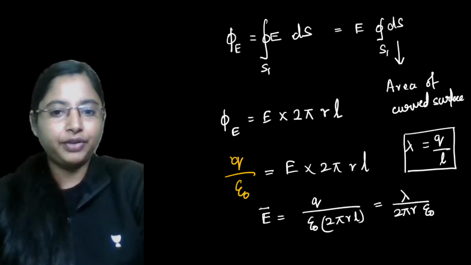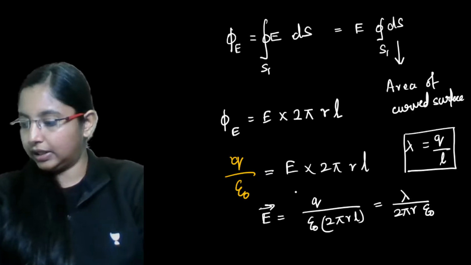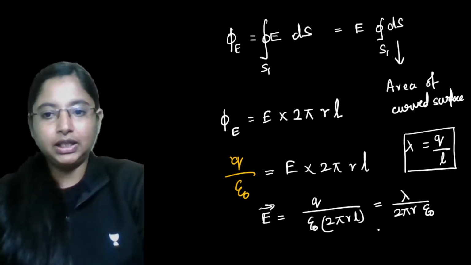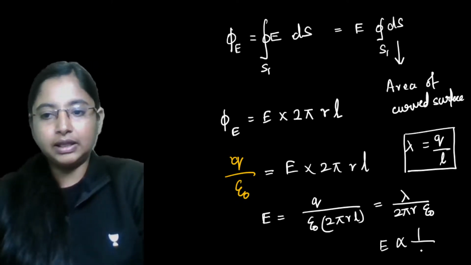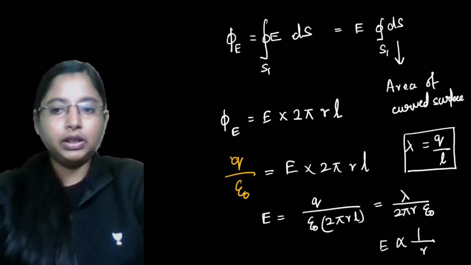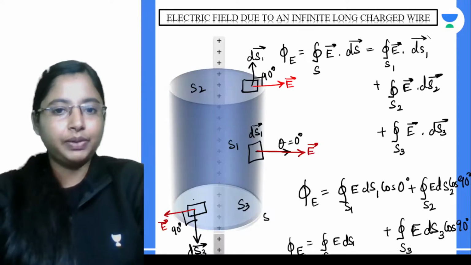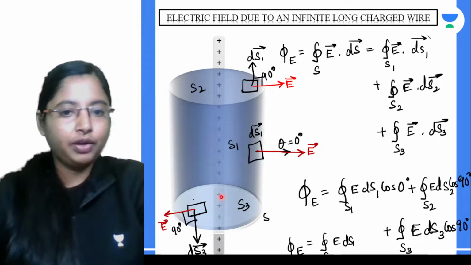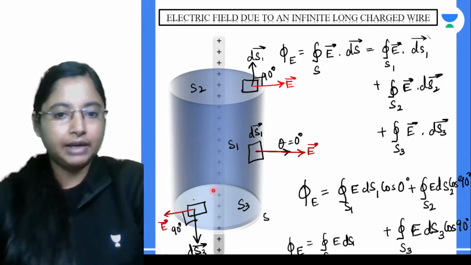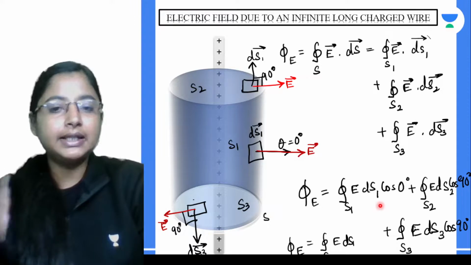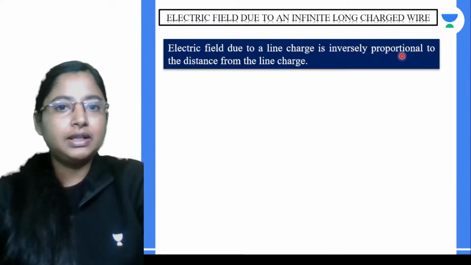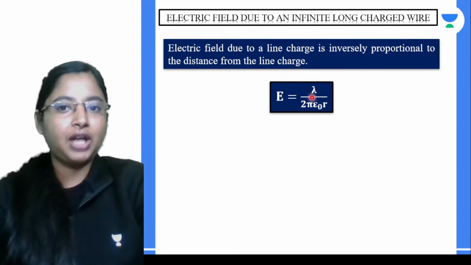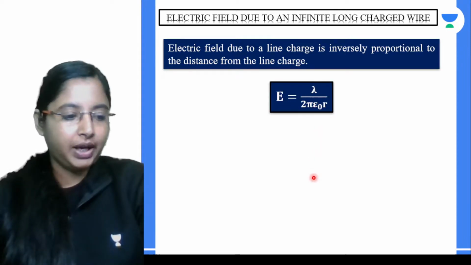So the electric field because of this linear charge density is inversely proportional to the distance. What it means here is very simple: as you keep going further away from the line, the electric field intensity keeps dropping. So the electric field due to a line charge is inversely proportional to the distance from the line charge. E is equal to lambda by 2 pi epsilon naught R.